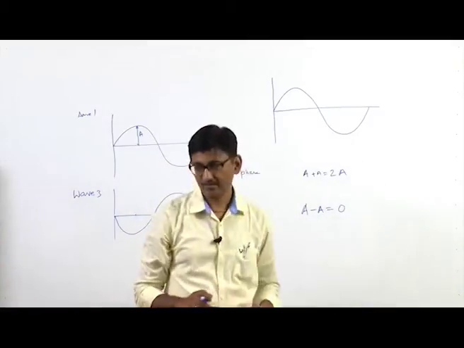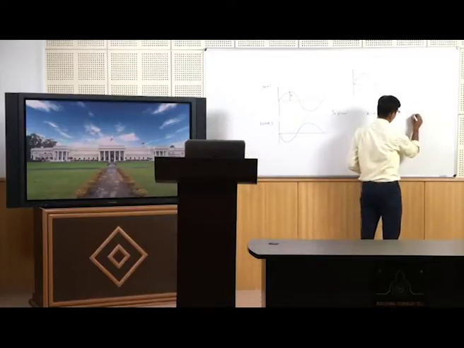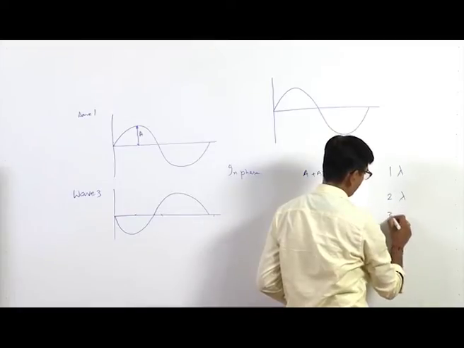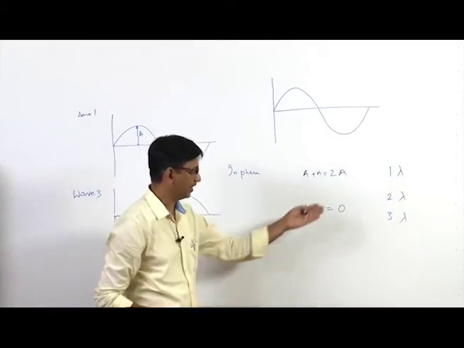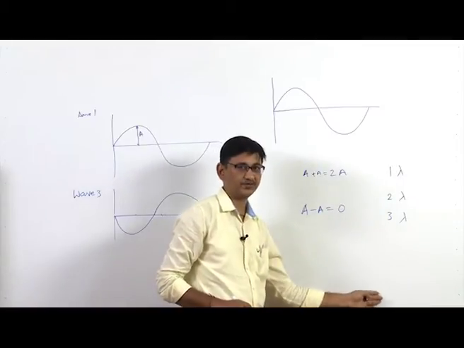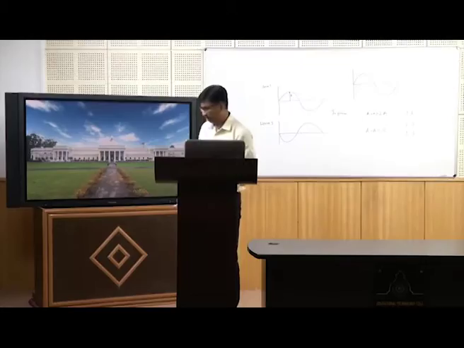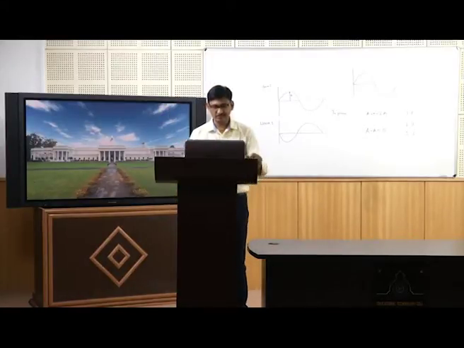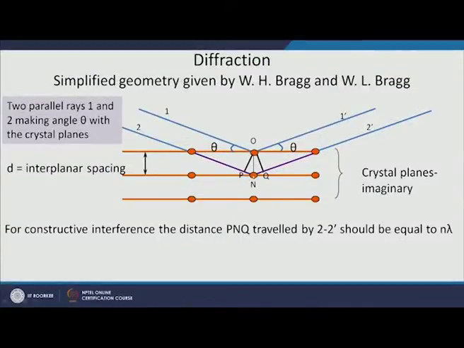So, constructive interference will be there when you have the phase difference as either 1 lambda, 2 lambda, 3 lambda, 4 lambda and so on. Basically, the integer multiples of lambda will give you constructive interference. If the distance travelled by this second wave between P and Q is equal to an integer multiple of lambda, then the ray which is coming as 2 prime here will also remain in phase with the 1 prime which is scattered from the top atom.